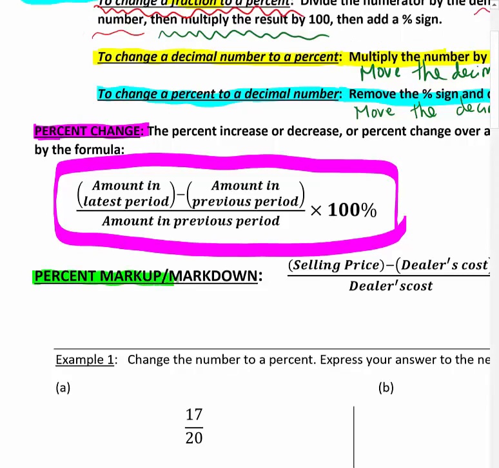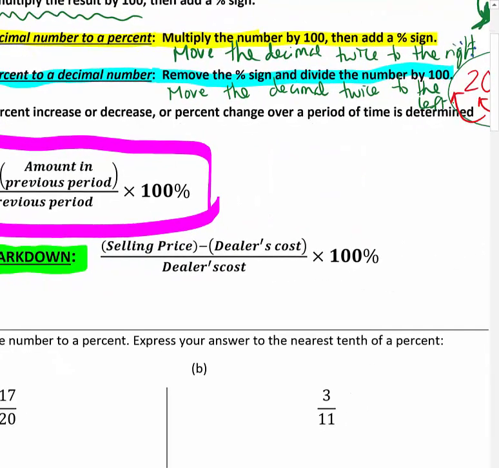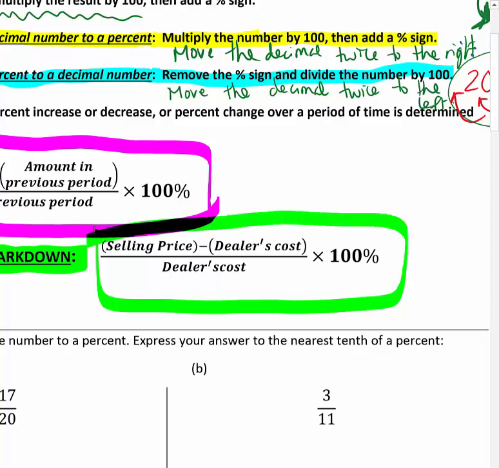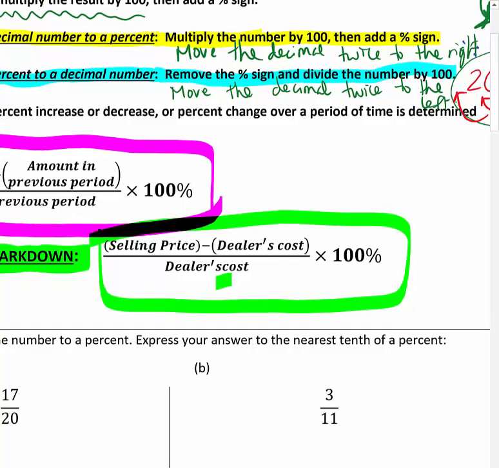And then percent markup or markdown, that's probably more like the price of an item at the store or something like that. So let's see, how do you find that? It's the selling price minus the dealer's cost, divided by the dealer's cost. Oops, sorry, I should have put a space between dealer's and cost. Oh well. And then multiplied by 100.